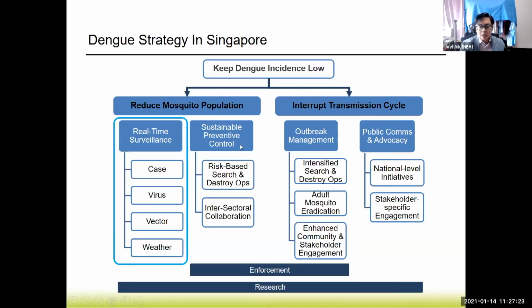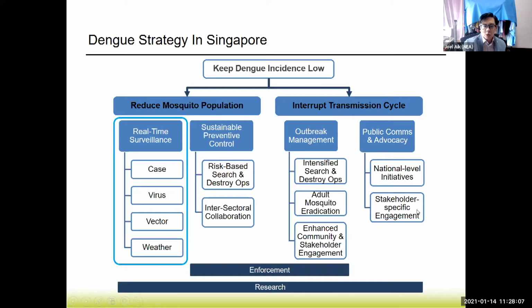So one of the pillars is preventive control, where our officers carry out risk-based search and destroy operations, and we collaborate with different stakeholders. When dengue transmission intensifies, then we too have to intensify our search and destroy operations. We carry out vector control measures to address adult mosquito populations, and we have to increase the motivation of community and stakeholders in removing stagnant water that can breed mosquitoes.